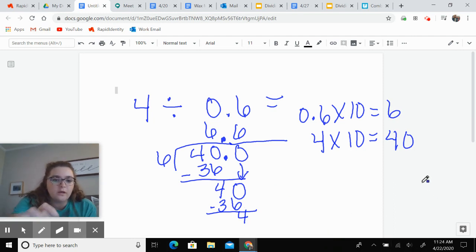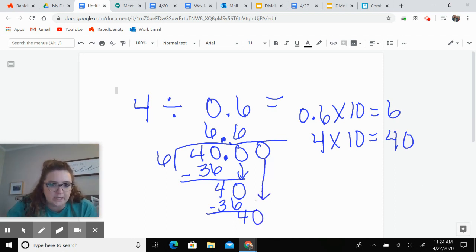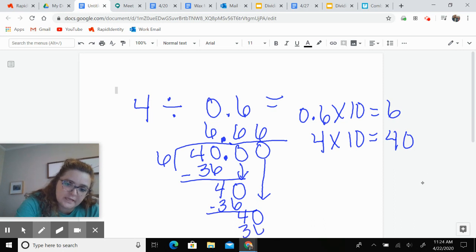Again, add another 0 and get 40 again. You'll start to notice this is getting repetitive, and usually I say that you can stop after your hundredths place once it starts getting repetitive. So 6 into 40 again. 6 times 6 is 36.